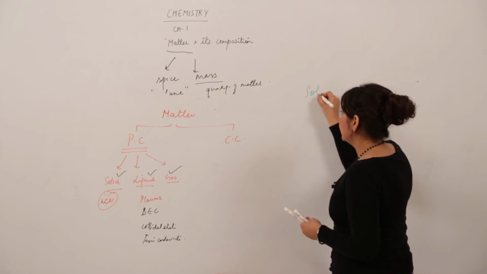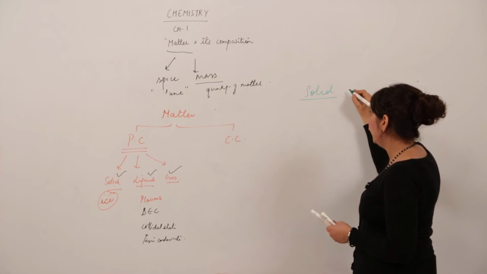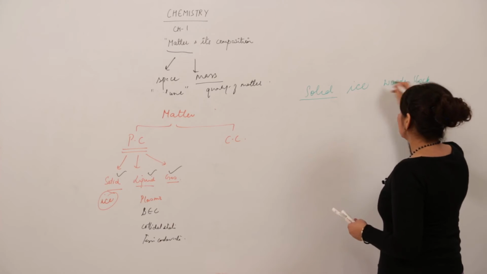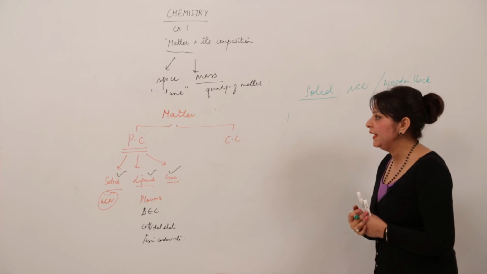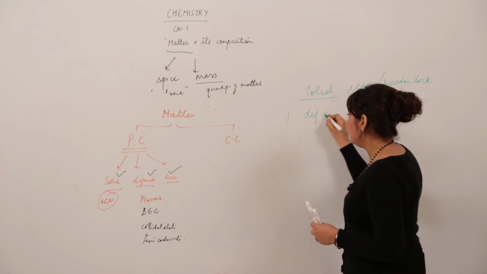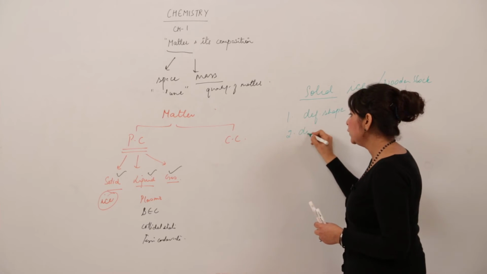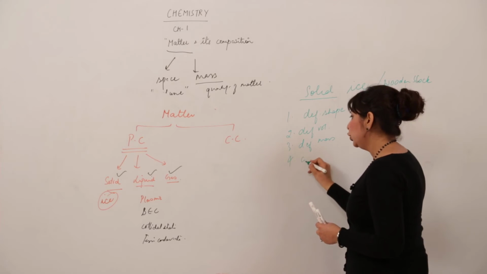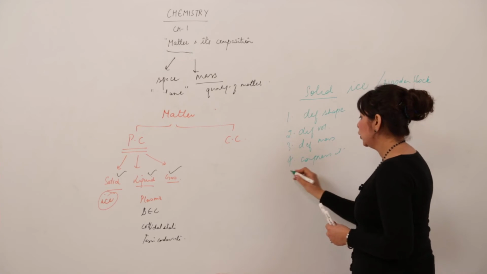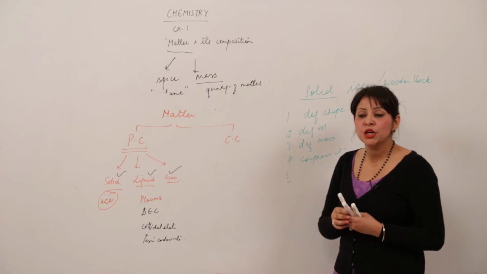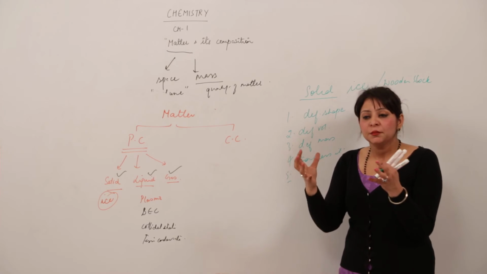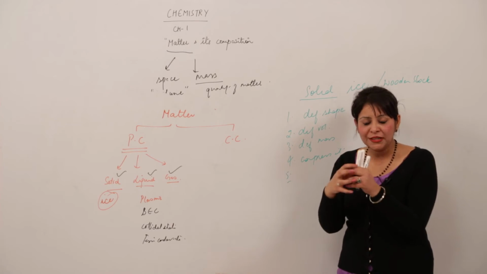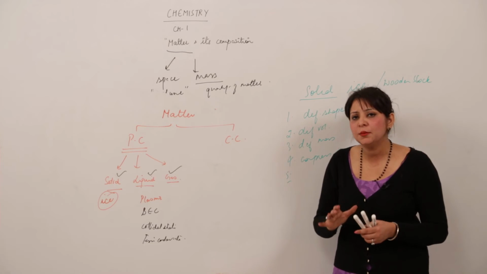See, in solid, for example, I take an example of ice, or a wooden block. In both of them, we see they have definite shape, definite volume, definite mass. You cannot compress it. What do we mean by compress? Compress means you cannot make the particles come closer to each other. So that means solids are almost incompressible.